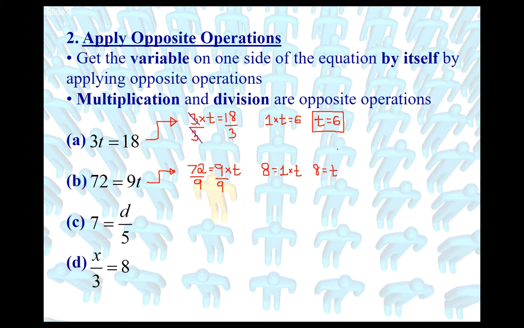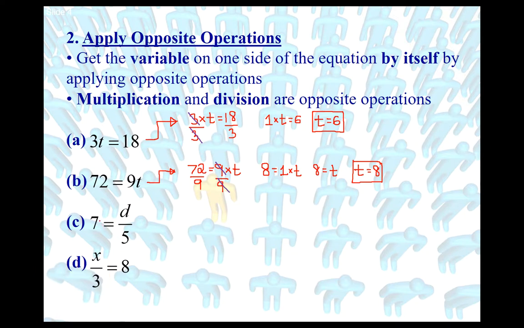But when we write down the solution to an equation, we like to write the variable first. I'm just going to flip the sides here. I'm just going to say t is equal to 8. And once again, we can use this little notation where we cross things off. So 9 over 9 would just cancel off.